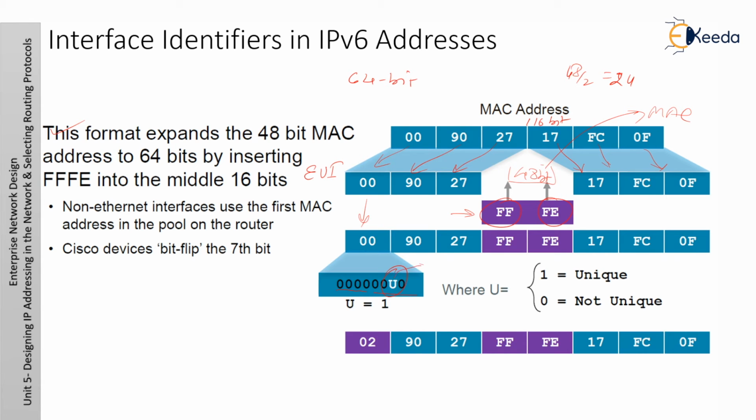The 7th bit from the left is the unique identifier. When it is written as 1, it means 00 becomes 02. If it is 00, then it is not unique, and if it is 02, then it is unique. So the unique bit is also inserted, and this will complete the EUI. Cisco devices flip the 7th bit. This is the 7th bit from the left, not from the right. So this is how you can use the interfaces.